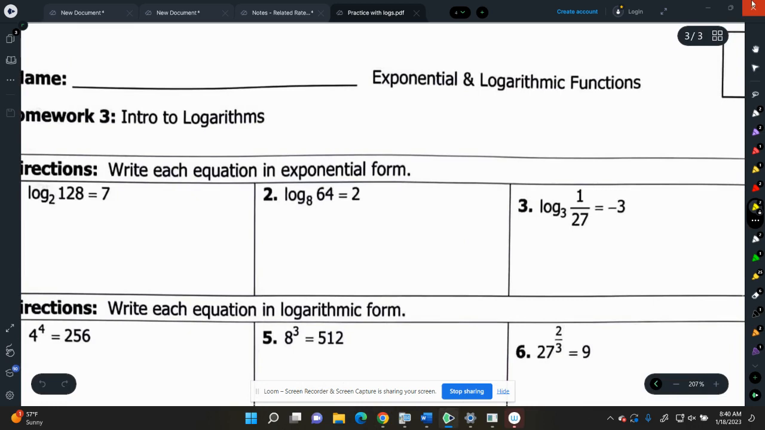Okay, so let's see. Starting on the worksheet homework.